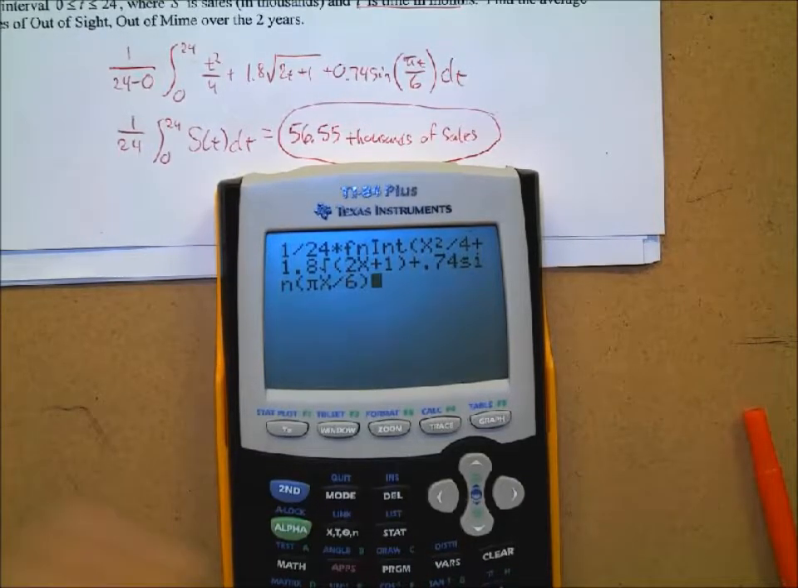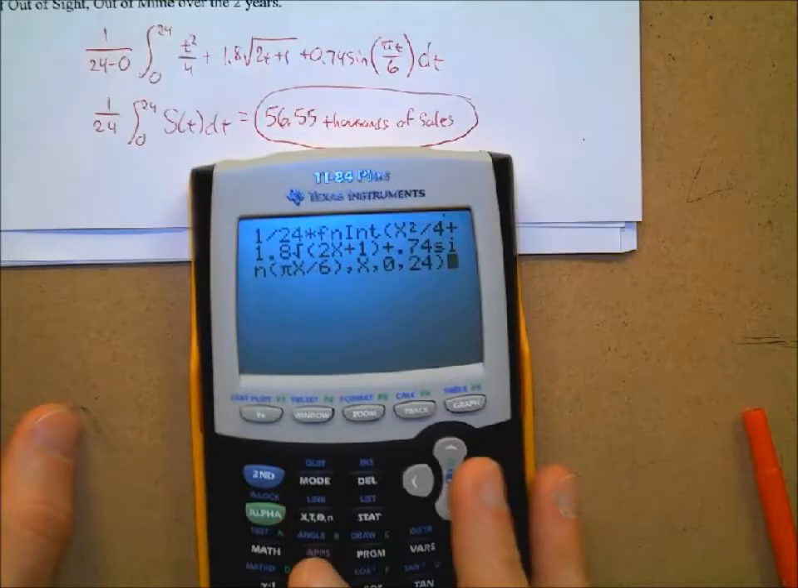Then you're going to put a comma. Okay? And this comma separates, we're going to put another argument in. We're going to integrate this with respect to x. So comma x, and then comma, now you're going to put your lower limit and upper limit of integration in. So 0, comma 24. Okay, isn't that beautiful? All right, there it is.